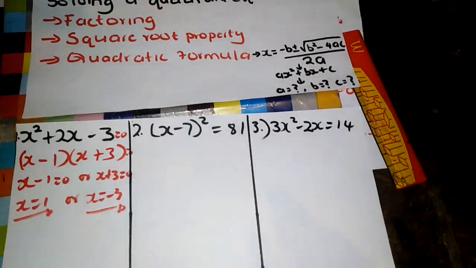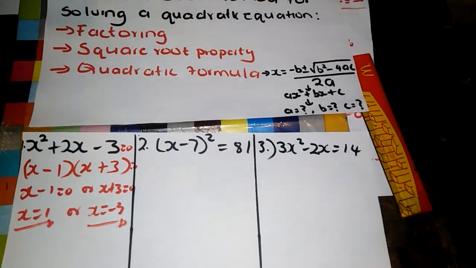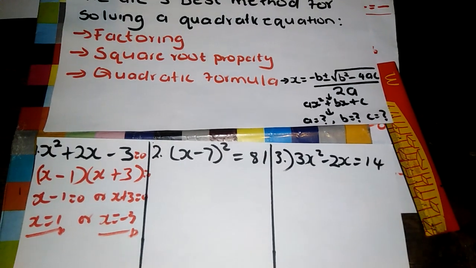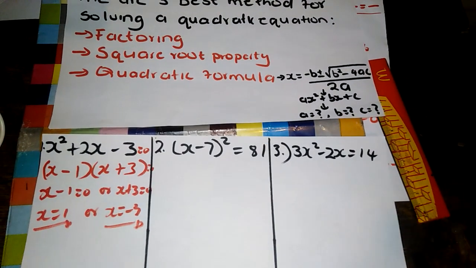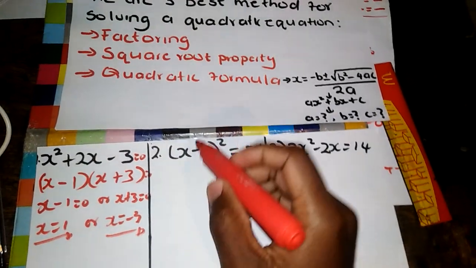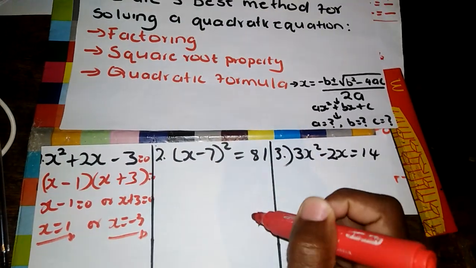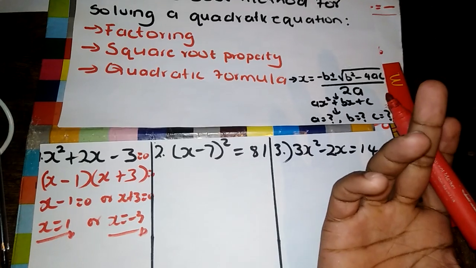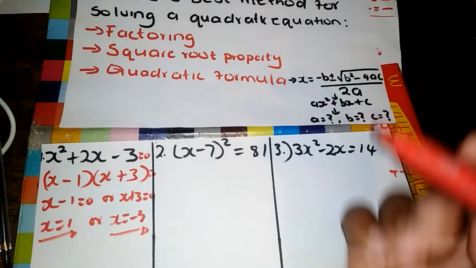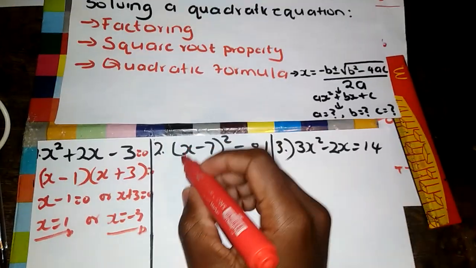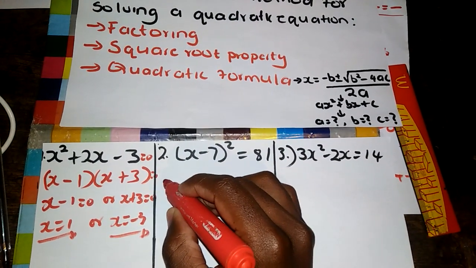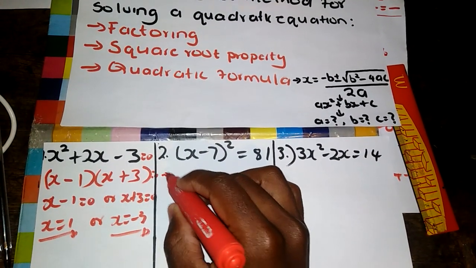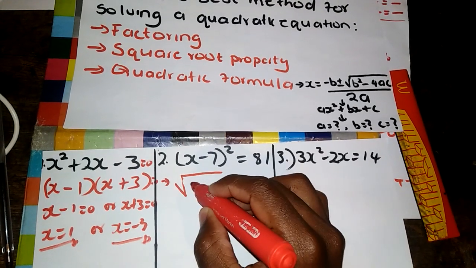And the next one, again you check if you can factorize it, or use the square root property or quadratic formula. So the second one, as you can see, there's a binomial here. So we can use the square root property because there is a square here. So to remove the square, we put a square root.